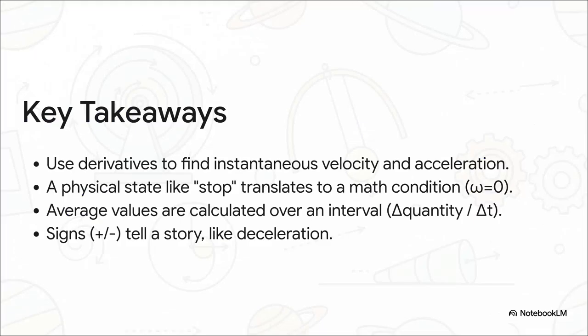But really, the numbers aren't the most important part. It's the strategy. This problem is a great reminder of some core concepts. First, derivatives are your best friend for getting from position to velocity to acceleration. Second, you have to be a translator, turning physical words like stop into mathematical conditions like omega equals 0. Third, you've got to know the difference between an average value over a trip and an instantaneous value at one moment. And finally, never ever ignore the signs. They are telling you the physical story.